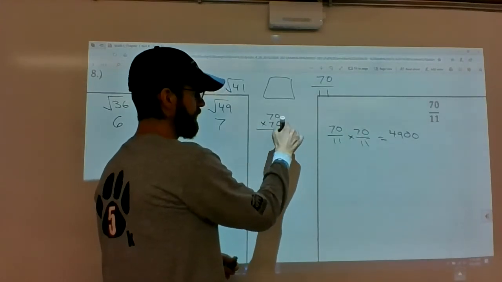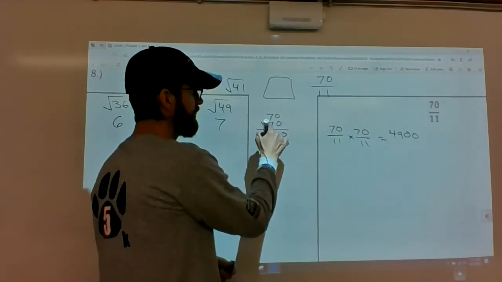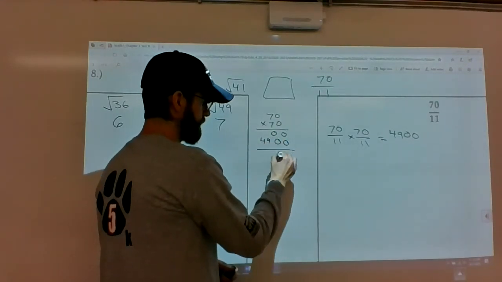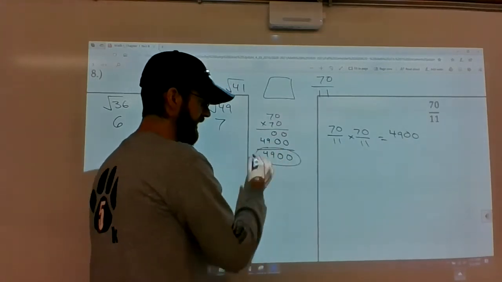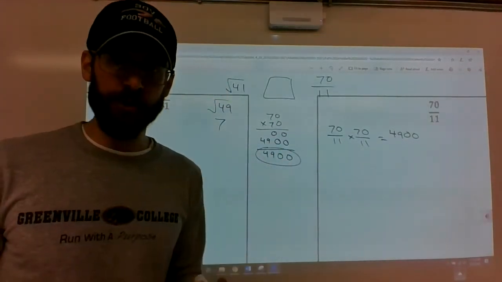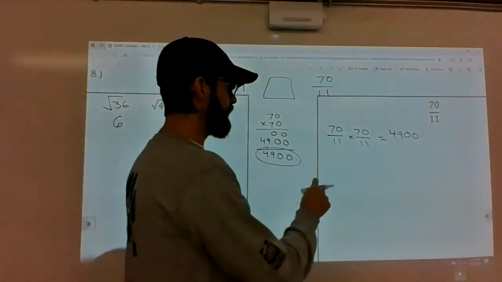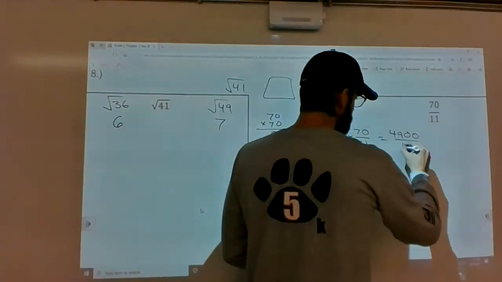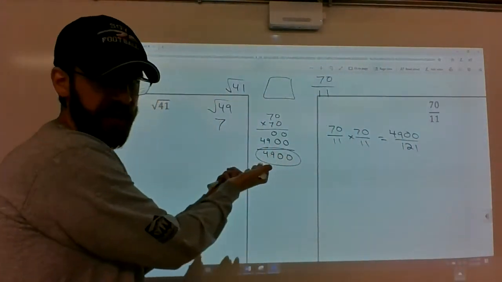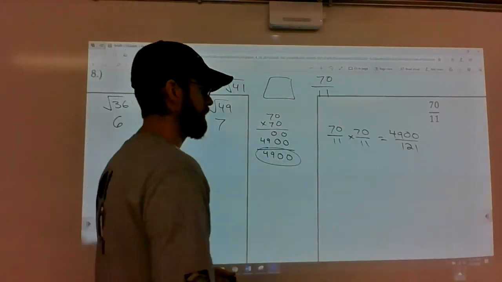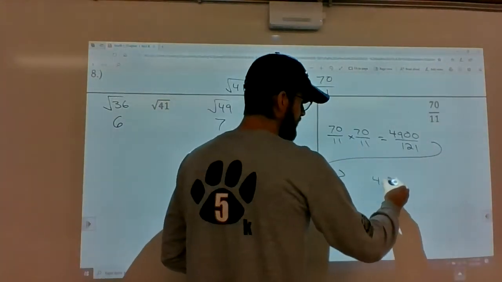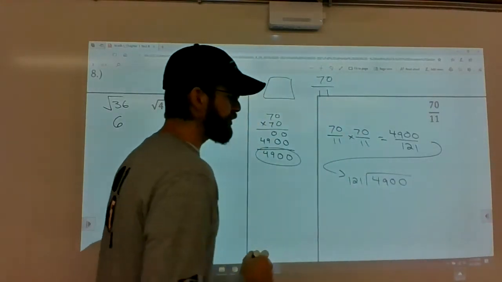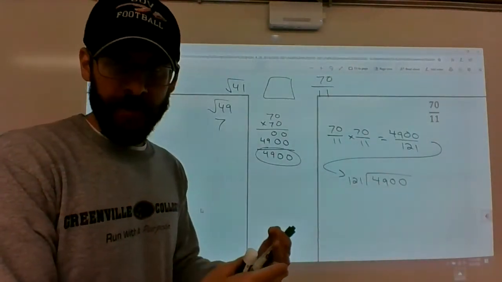If you have to stack it, here's what it looks like. 0 times 0 is 0. 0 times 7 is 0. Drop a 0. 7 times 0 is 0. 7 times 7 is 49. There's no decimals, so that is what it is. It's nice to have those shortcuts, especially on a test, right? So 11 times 11, if you've got that memorized, it's 121. Again, you could work it off to the side as well. You would take 4,900 divided by 121 to determine what that decimal or mixed number is, and then compare it with 41.